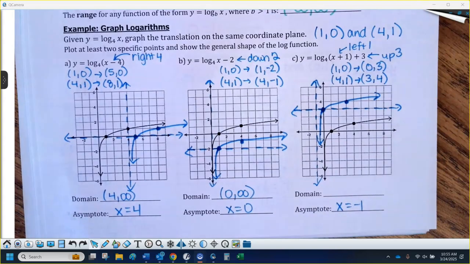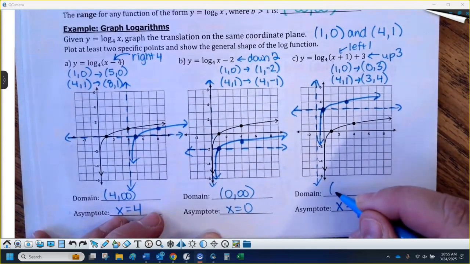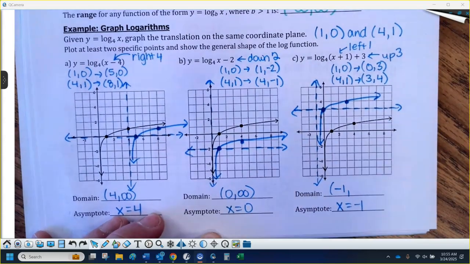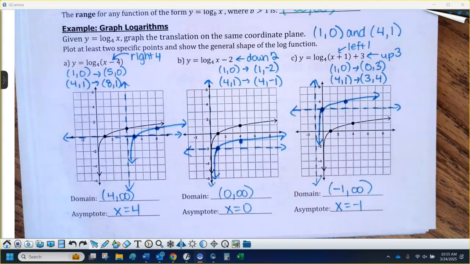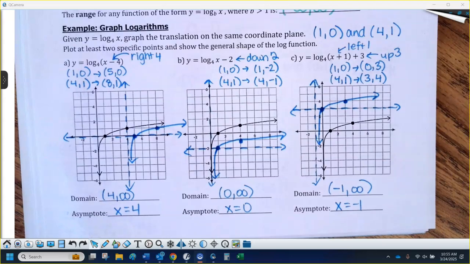And my domain here, you can't take the log of a negative number. So parentheses, negative 1, any number bigger than negative 1 is going to be okay for us to take the log of. And that's all we're doing today. So basically, just remember those points, 1, 0, and then whatever the base is, 1. Make sure you look at the problem because I think I have different bases for some of the different graphs on the actual homework assignment. But that's what you guys are working on today.